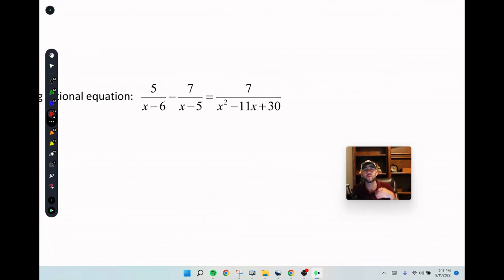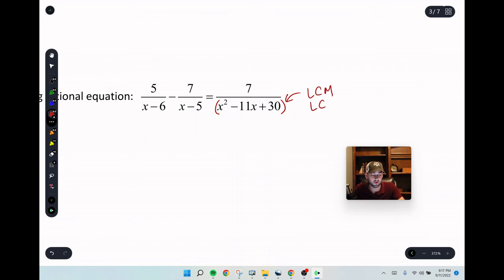Same thing here, but we've got x's in our denominator, so our first thing to think about is: are those red brackets the same thing as this times this? If it is, which often it is, that might be your least common multiple right there. But you need to check that before you decide that's true.